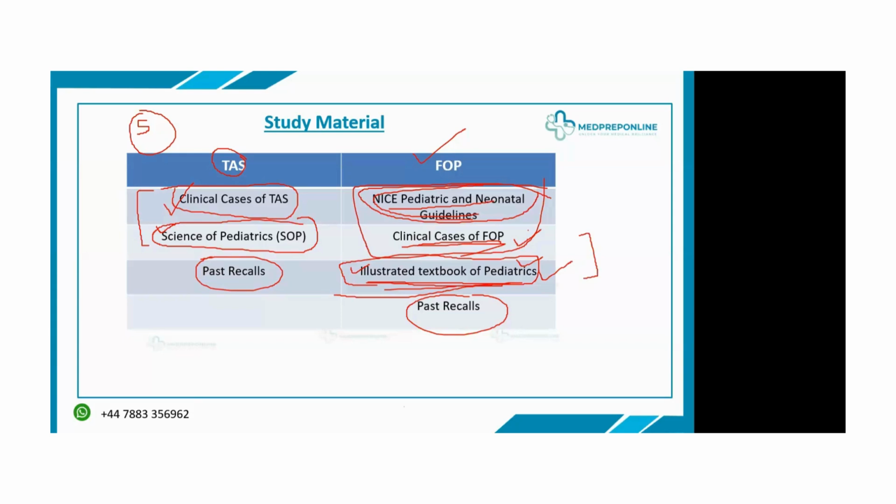So whenever you read a topic from the clinical cases book or the Illustrated Textbook of Pediatrics, go through the recent NICE guidelines, whether pediatric or neonatal, to see if there have been any changes. As with asthma, all the changes have been made, and what is given in those books are past guidelines that are no longer used. So always go for the recent guidelines. Always check your recent guidelines.